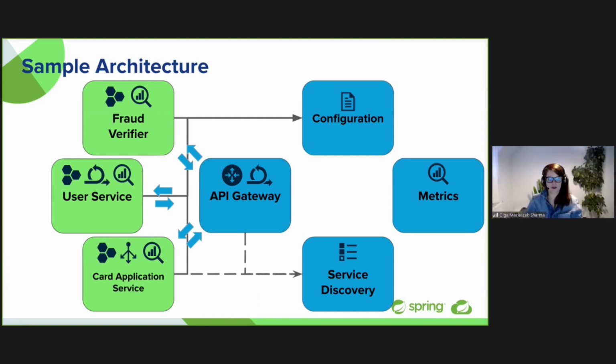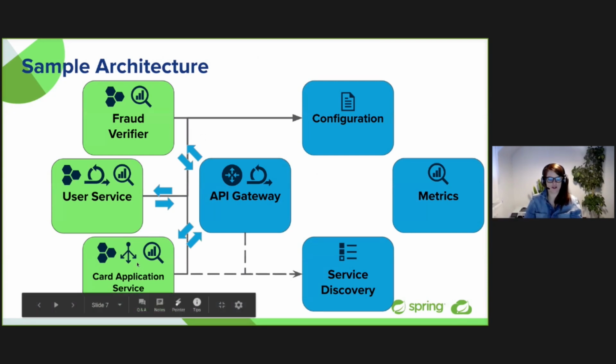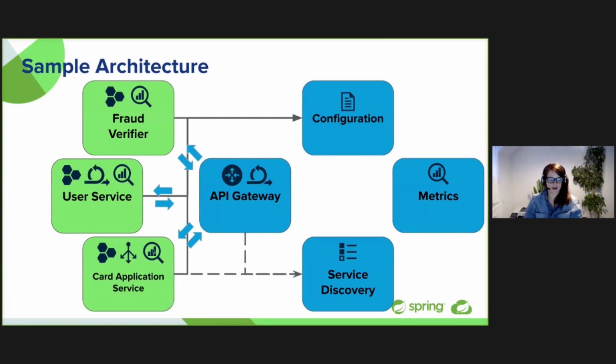So we will be demoing a sample introductory architecture for you. We will have various services. There will be a card application service where a user can apply to get a credit card. Then a user service where we can register the user and we can verify both the application and the user through the fraud verifier microservice.